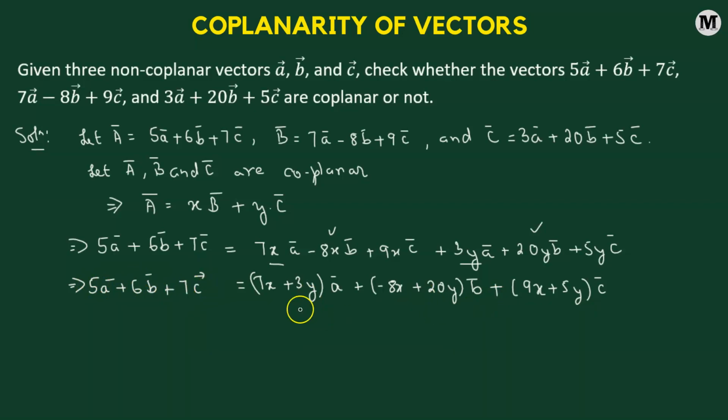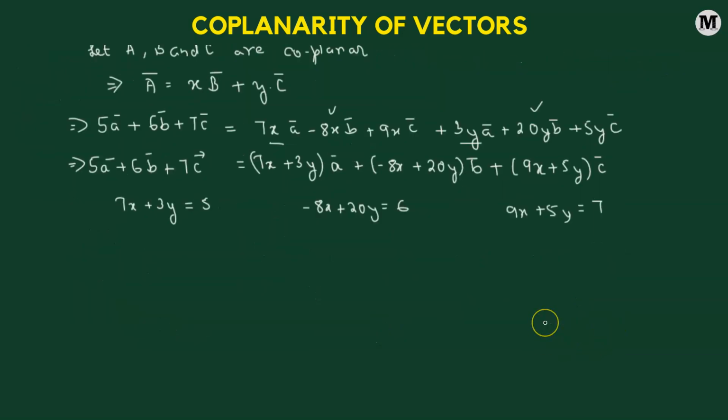Now we're going to compare both sides. Comparing both sides is going to give us three equations. So we have 7x plus 3y equals 5. Then the next equation, we have negative 8x plus 20y equals 6. And then we have 9x plus 5y equals 7. So here we have three equations.